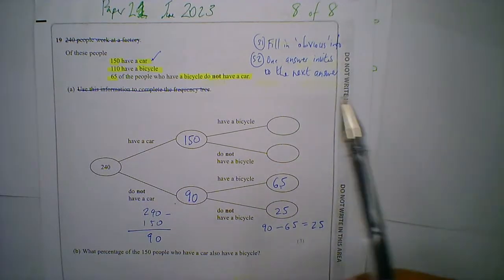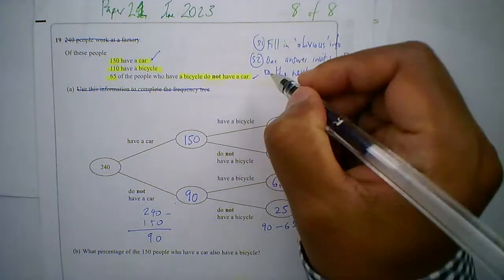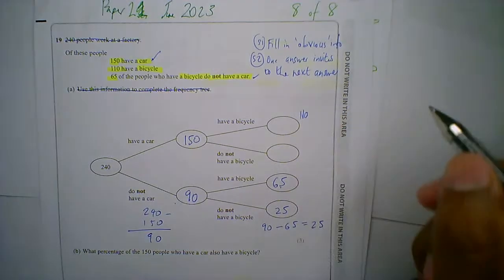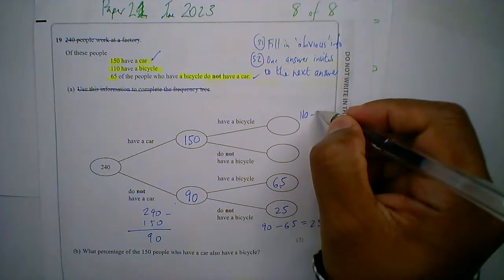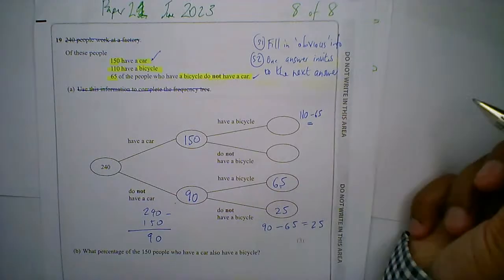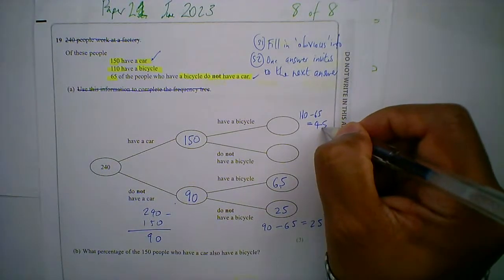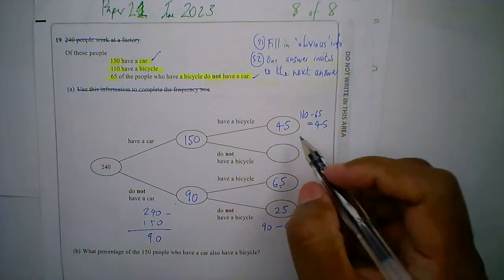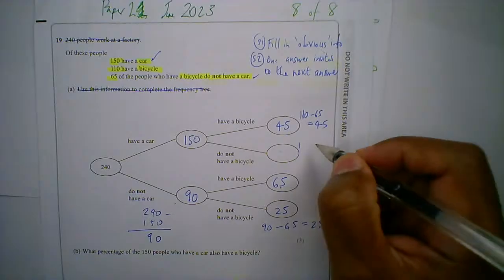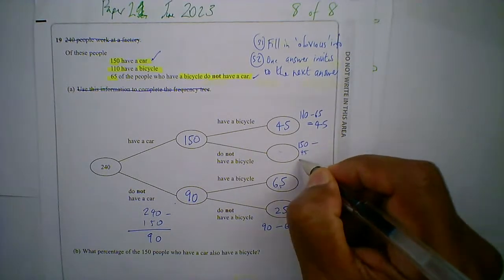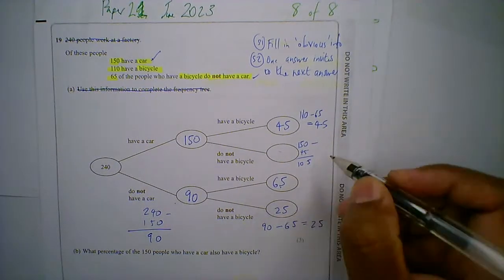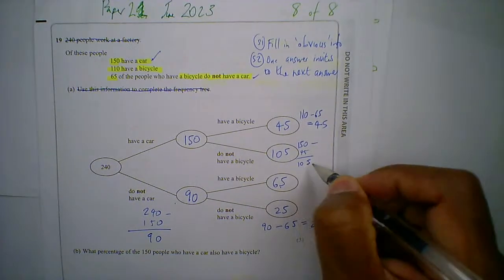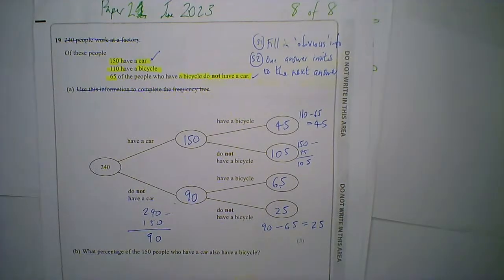And now I can go back to that second sentence, which is 110 have a bicycle. So have a bicycle is 110, and have a bicycle is here as well, which is 65, so I can take them away. 110 take away 65 is 45, so this goes here. And now 150 take away 45 is my missing circle here. 150 take away 45, which is 105. If you think about it, 50 take away 45 is 5, and then you've got the 100, 105. So that's our part A. I hope you got that correct.